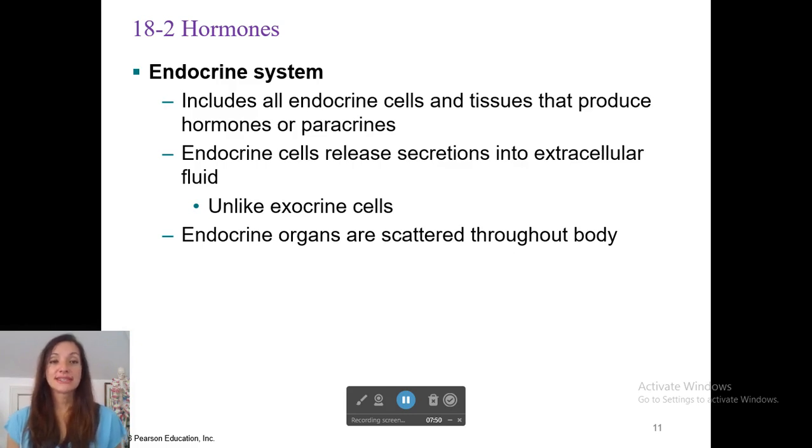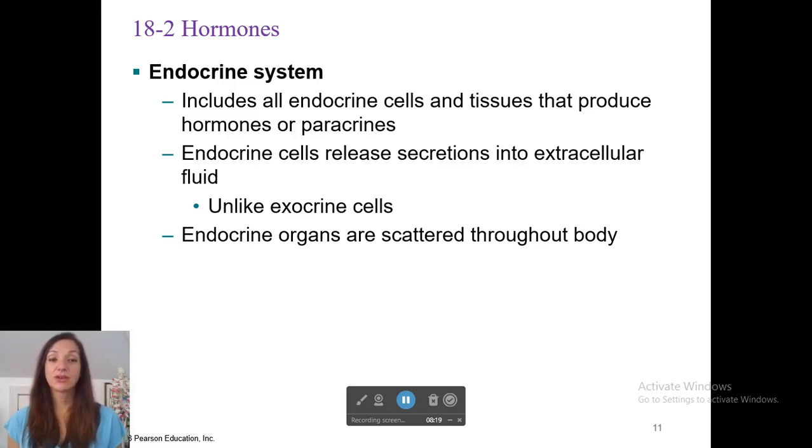So the endocrine system includes all endocrine cells and tissues that produce hormones and the paracrines. Okay, so you remember the paracrines have an effect in the immediate area. The endocrine cells release secretions into extracellular fluid, and you may remember some exocrine glands from the integumentary system.